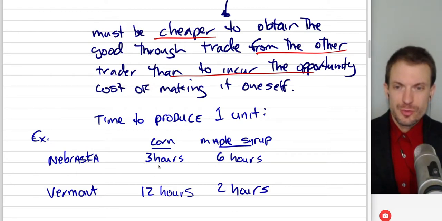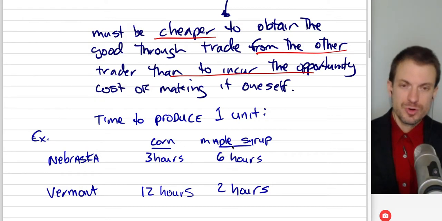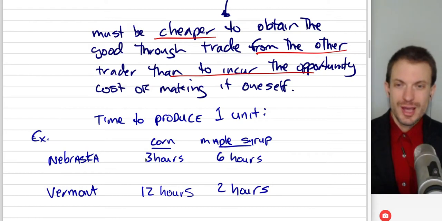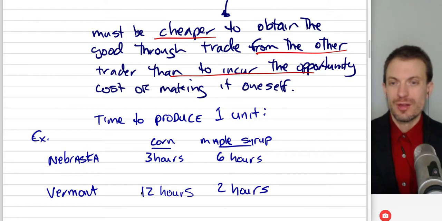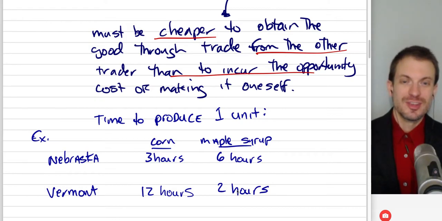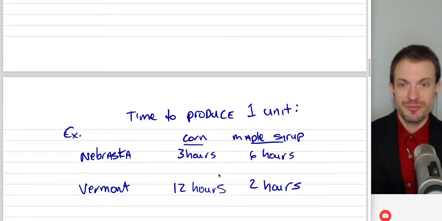Nebraska can take 3 hours to make corn, or they can take those 3 hours towards maple syrup. And 3 hours is half of what it requires Nebraska to make one maple syrup. 12 hours is 6 times what it takes Vermont to make maple syrup. So you can start thinking about using time for one thing or another and then how far that's going to get us. Anyway, so let's specify actual times.